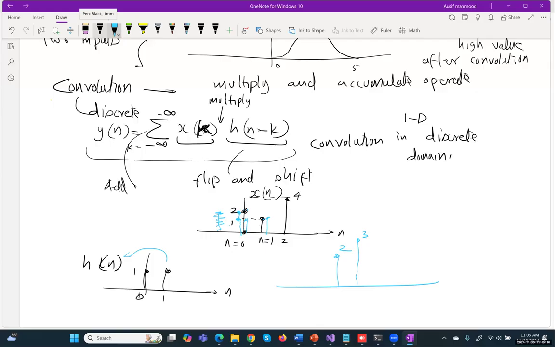Now if I move it over here, 4 times 1 is 4 plus 1. So we'll produce an answer of 5, right? Now if I move it over here, it will produce an answer of 4. And then it will be 0 because there's no overlap. So this is the answer of the convolution. So once again, multiply and accumulate, okay?